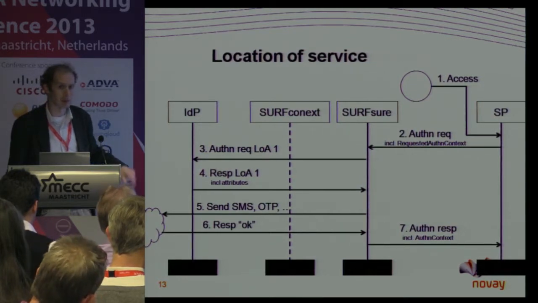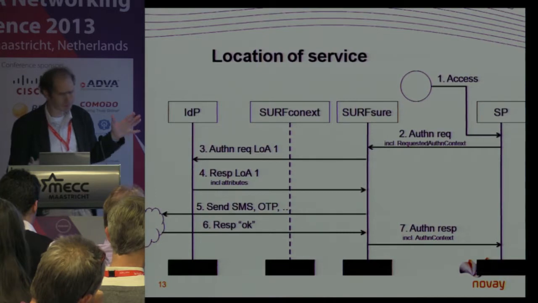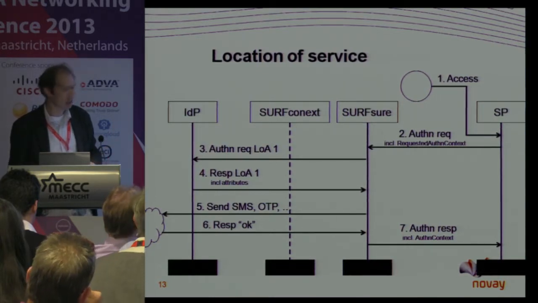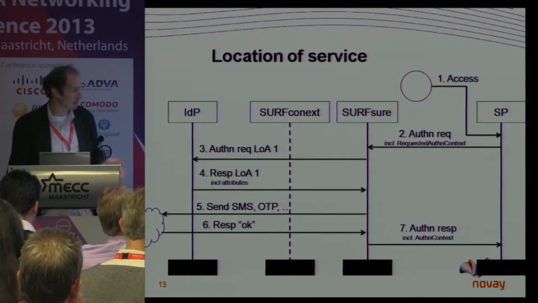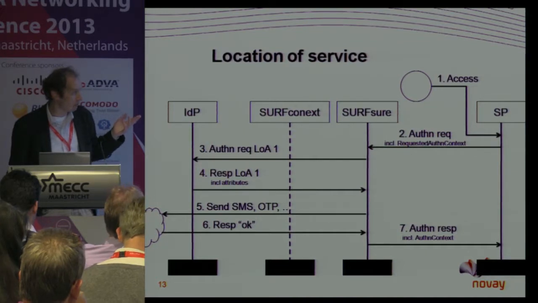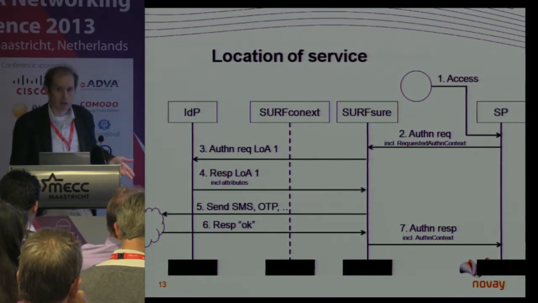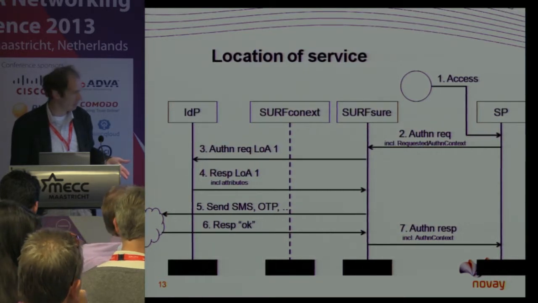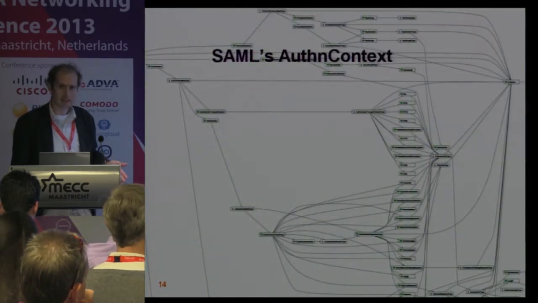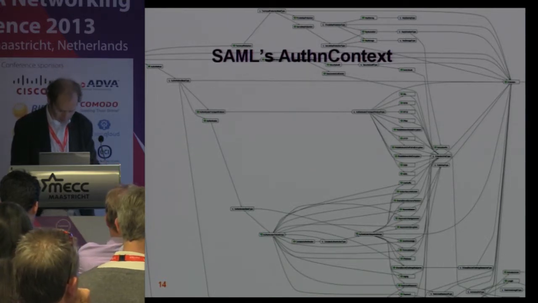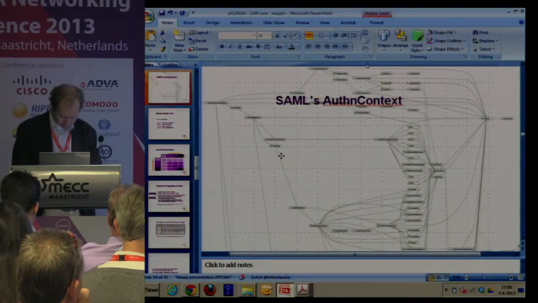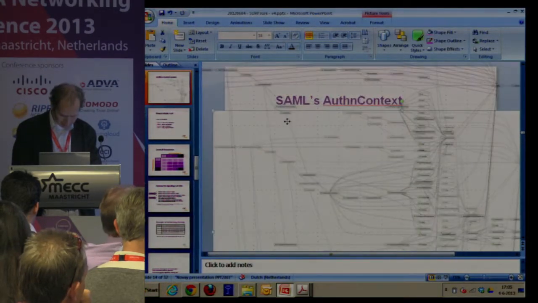Now, as you can see, there's a requested authentication context and an authentication context there. These are SAML elements. They're not attributes. As early as 2006, when SAML 2 was introduced, this has been part of the specification for all this time already. Let me say something about authentication context here. This is the schema that this part looks like. Let me try to give you a feeling about how big this is.